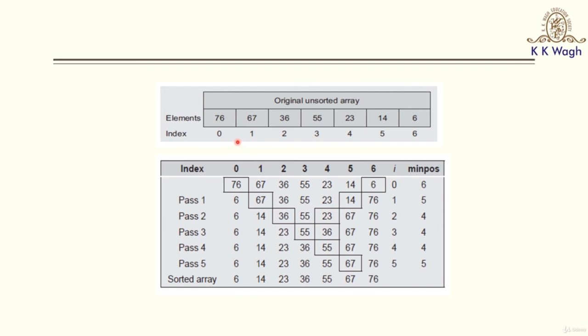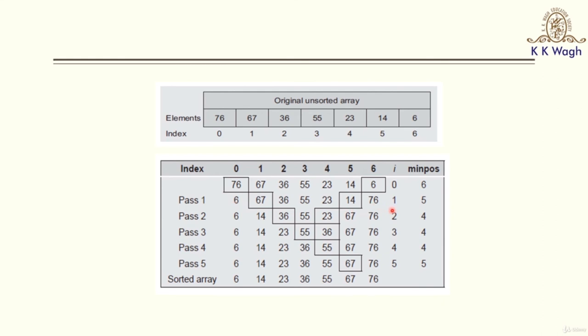So, the very first step in selection sort is finding the minimum, and the second step is to change the position of that minimum to the first position. Okay, so multiple passes are required. This is our original array of 76, 67, 36, 55, 23, 14, 6. At first iteration, which is the minimum? We will be finding the smallest one. The 6 is the minimum. So we will be replacing 6 by 76, and 76 goes at the last.